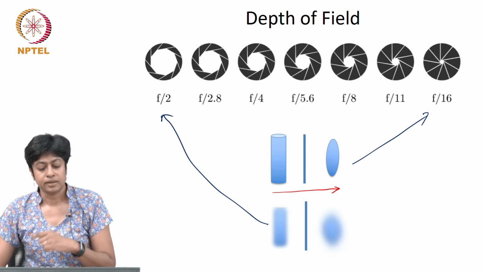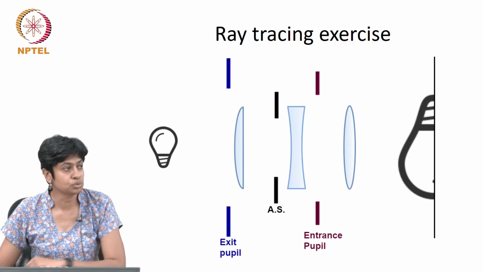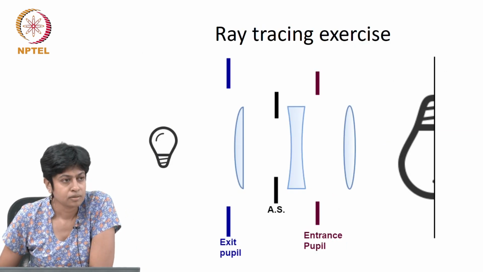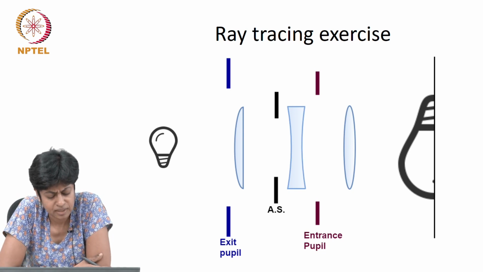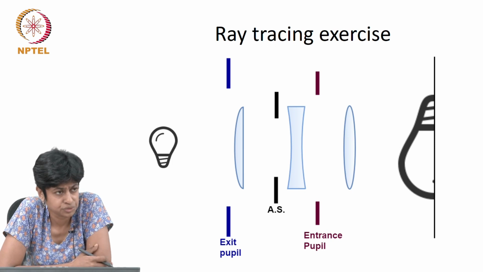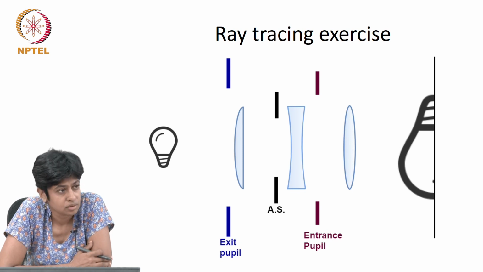Okay. So I want to give you an exercise to do today. You've been given a sheet with this picture, and we need to trace two rays through the system, the chief ray and the marginal ray. Take a look and see how you would trace these rays through the system.